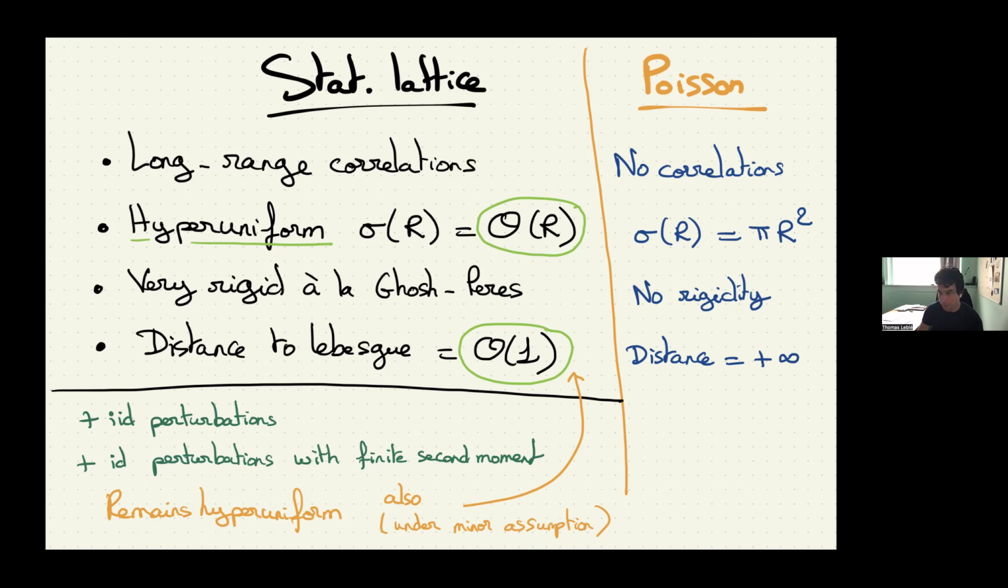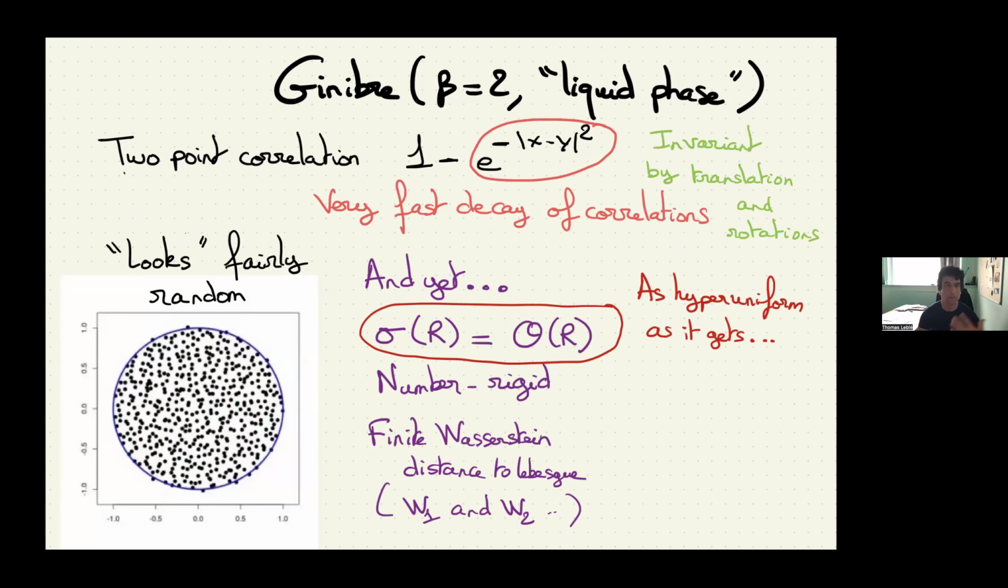Maybe I didn't explain properly what it means, but let's just remember that plus infinity is not the same as big O of 1. Okay. What about the Ginibre thing?